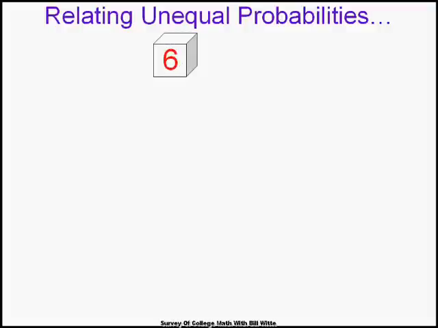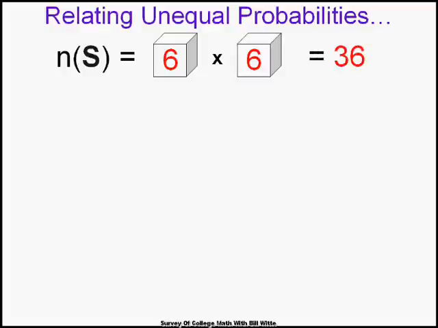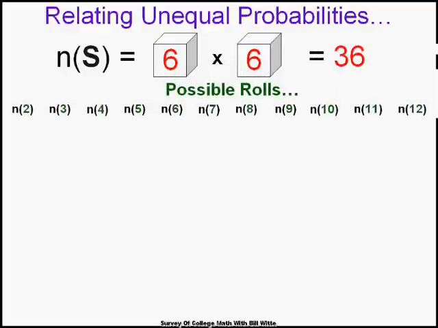I'm going to take 2 dice. I throw the first one. Of course, I have 6 possible things that can happen. And the second one has 6 possible things that can happen. So our sample space, when I throw 2 dice, you've seen this before, is going to have 36 possible things. Okay? Now I'm going to quickly rush through all the possible rolls.